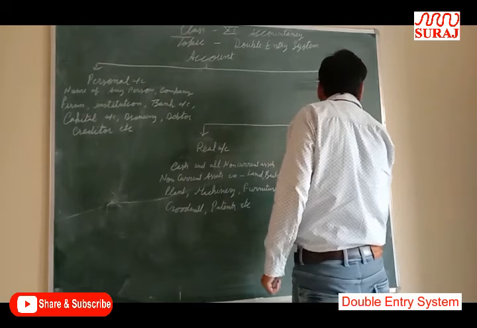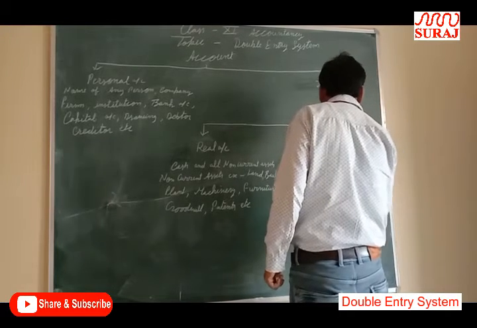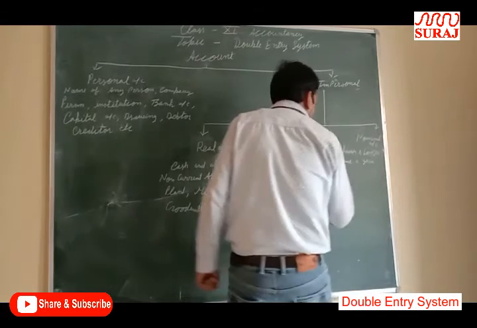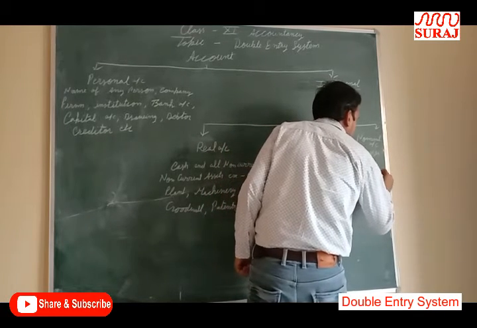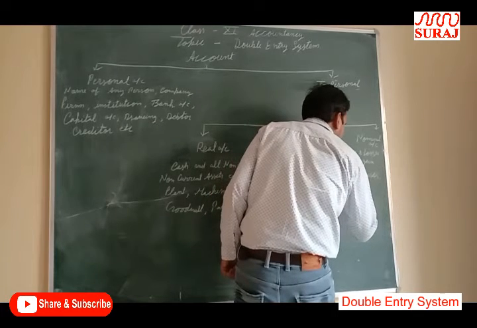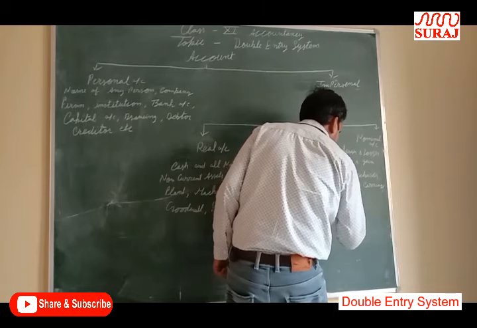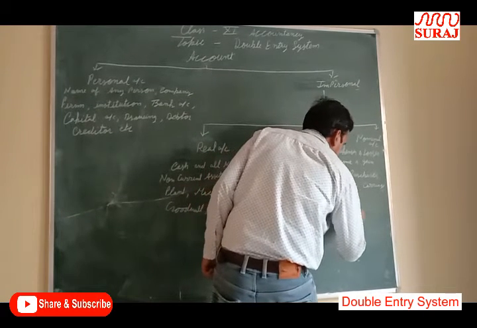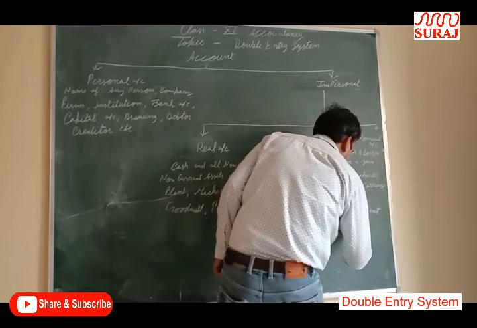Nominal account: all expenses and losses, all income and gains. Expenses include purchases, wages, salaries, carriage, cartage, etc. Income: sales, rent received, interest received, etc.